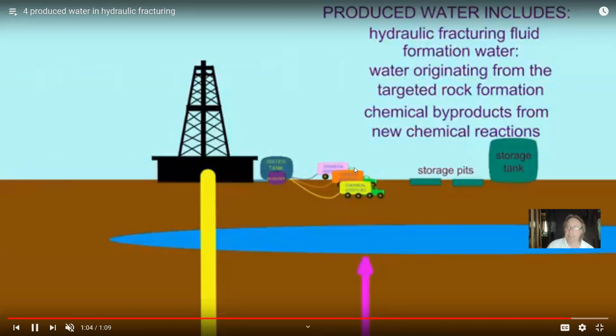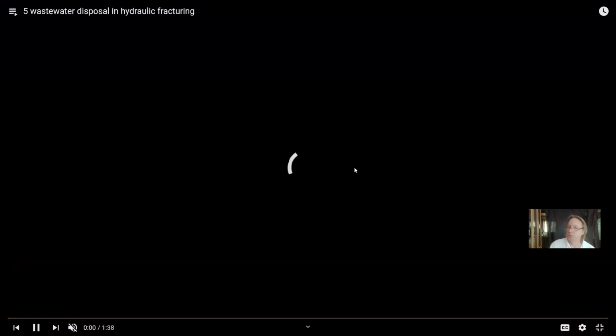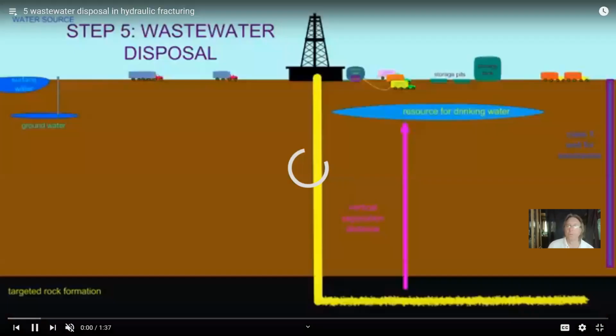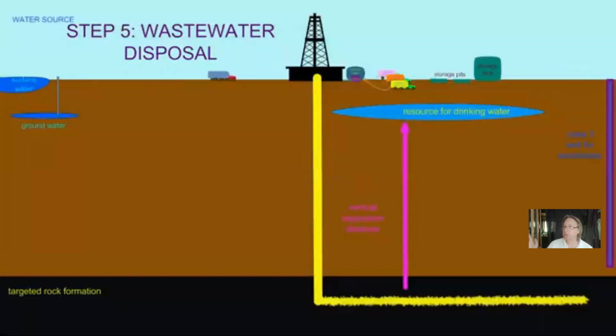In some states, for example, in Pennsylvania here, it was once the practice that you could just spread that on roads. So you take all of this water with many contaminants, and you can just spread it on a road and it'll dry up, etc. That is no longer the practice in Pennsylvania.